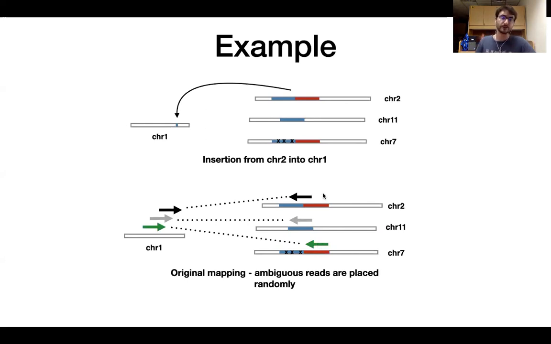Because this green read was sequenced from this red region, when we map it, we find 2 equally good locations where we could place it. We could place it in chromosome 2, or we could place it in chromosome 7. And what mappers do in these situations is usually they choose one location at random. If we are unlucky, in this case, they will choose chromosome 11 for the gray read and chromosome 7 for the green read.